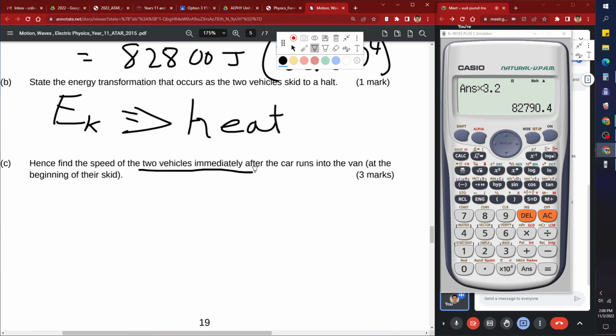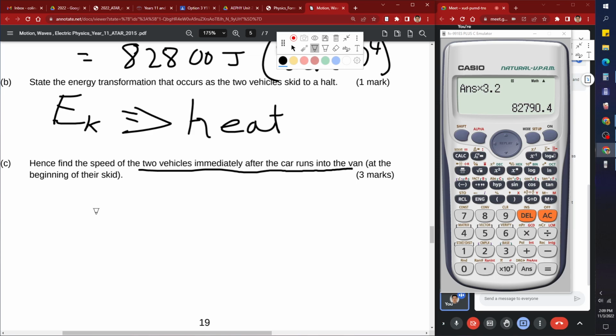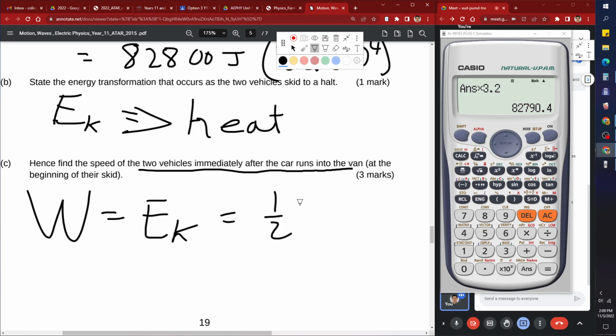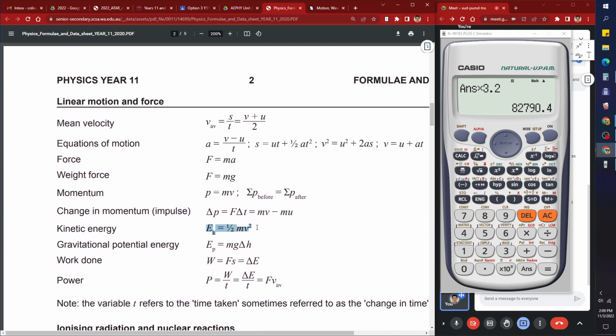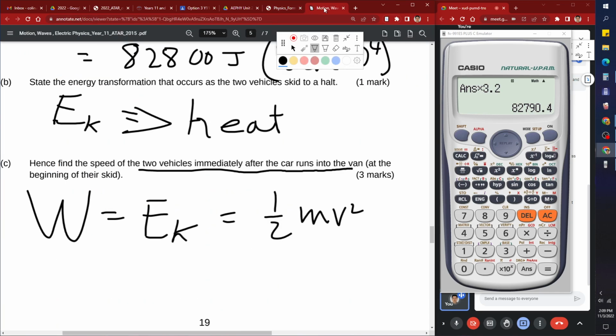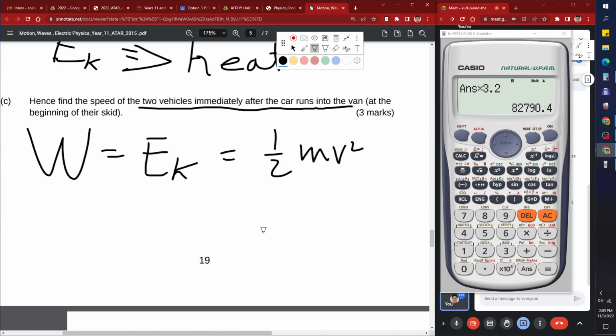Hence, find the speed of the two vehicles immediately after the car runs into the van at the beginning of this. Ooh. Okay. Well, we just said it's kinetic energy it had, right? And it took this much energy to stop the vehicle, correct? So the work energy took to stop the vehicle was the energy it had in kinetic energy, right? And that kinetic energy is 1/2 mass velocity squared. You can find it in your formula sheet. How do I know that this is the situation? Because it talks about work energy, kinetic energy.